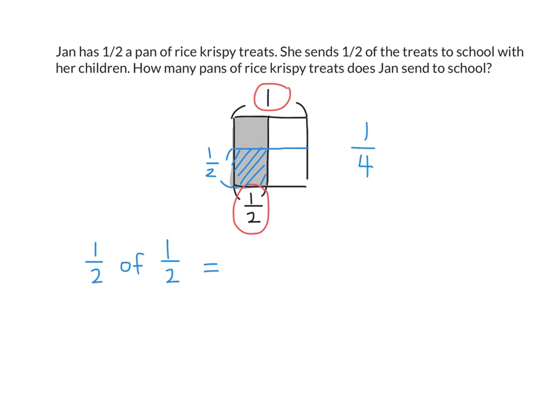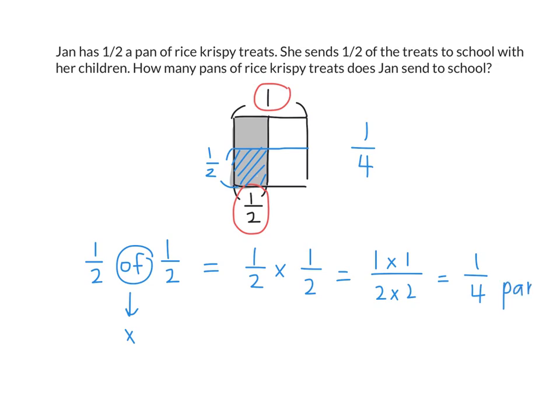So we can show that 1/2 of 1/2 is the same as 1/2 times 1/2, because remember the word of always means multiplication. And so this is the same as 1 times 1 over 2 times 2. So in the numerator, what's 1 times 1? 1. In the denominator, what's 2 times 2? 4. So the answer is 1/4 of the pan.